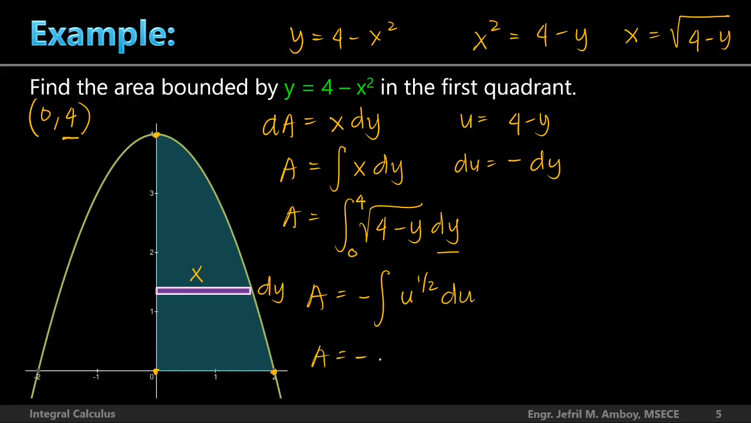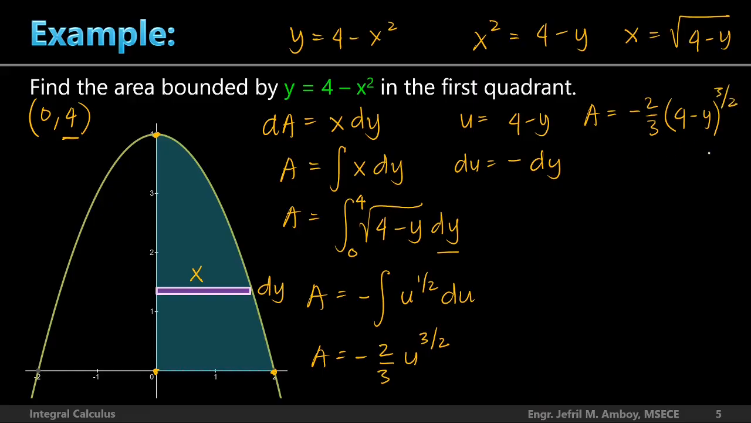So, we can now integrate. The area is the negative of u to the 1/2. Pag in-integrate mo, magiging u to the 3/2. Yung exponent, kunin mo lang ang reciprocal. So, magiging 2/3 times u raised to 3/2. Okay. Now, using back substitution, because our original variable is y, not u, we replace this with, okay, area is equal to negative 2/3 times, yung u na ginamit ko kanina is 4 minus y. So, 4 minus y, raised to 3 halves.